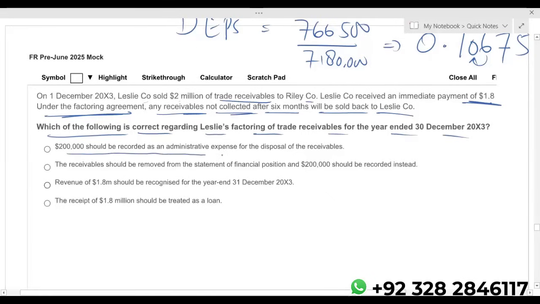200,000 should be recorded as an administrative expense. Actually, no. Debts are not sold. Receivable should have been removed? No. How come it is a revenue? Selling receivable is not your revenue. Receipt of 1.8 million should be your loan. D. Delta.